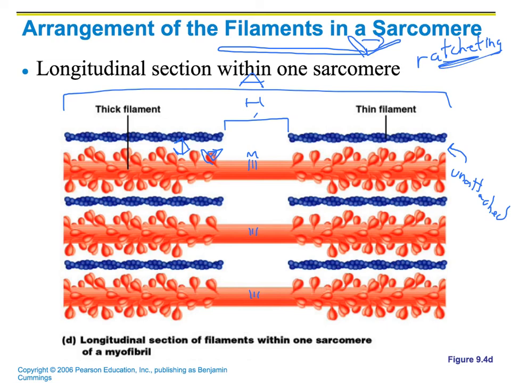As it repeats this pivoting or ratcheting, it brings this thin filament in towards the M line, and this thin filament in towards the M line. Again, collapsing the H zone, in essence making it disappear temporarily while the muscle is shortened. Good luck.